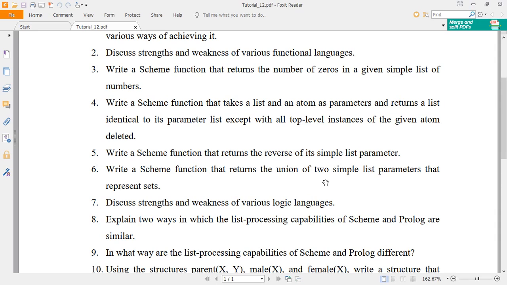So here the question asked is, write a Scheme function that returns the number of zeros in a given simple list. That means a list will be supplied to the function. In that list there may exist several zero elements. That means you are supposed to check first, in any list operation, whether the given list is empty or non-empty. That means if the given list is empty, return the same list. Otherwise, pick up the first element and compare with 0. That means you can use the EQ? predicate function.